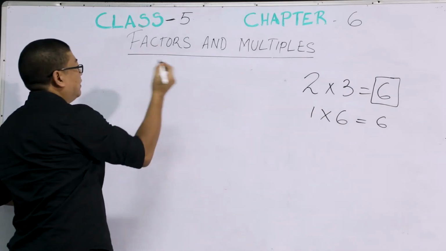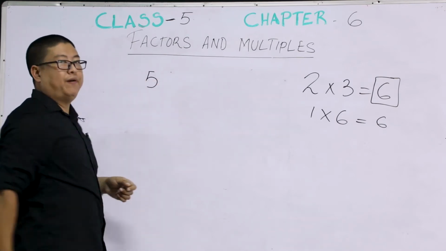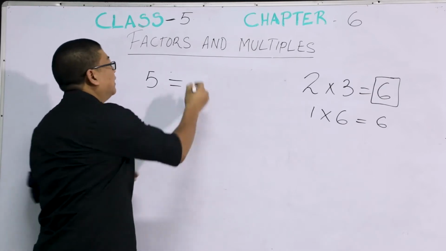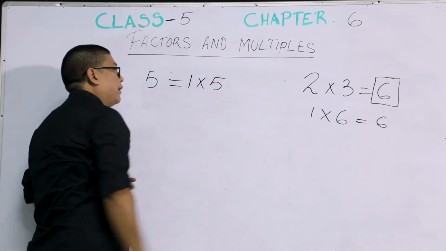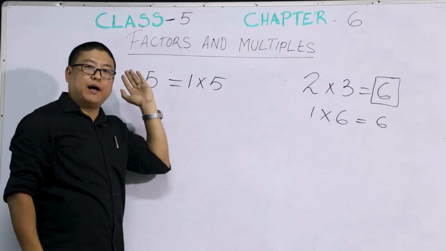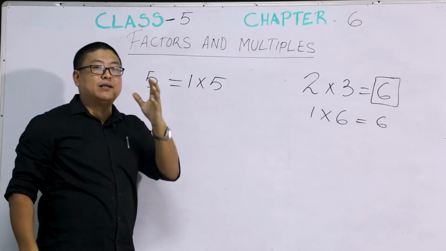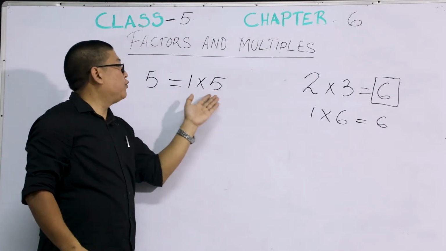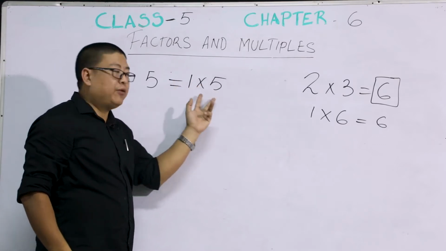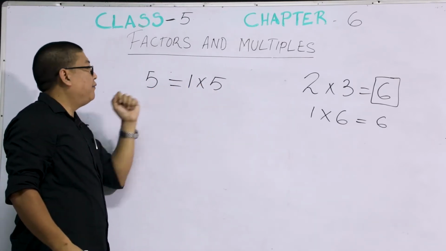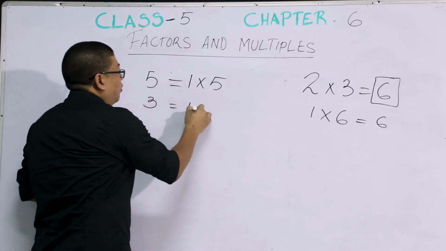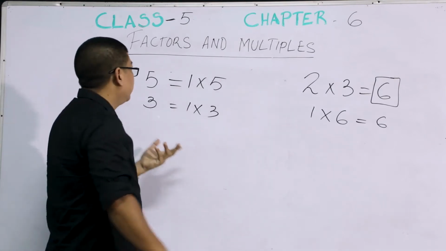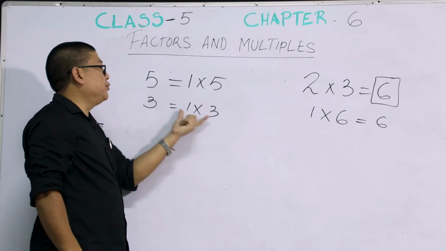But let's take an example, 5. How can I get 5 by multiplying 2 numbers? What 2 numbers will I multiply? I can think of 1 into 5. 1 into 5 gives you 5, right? Now, are there any other numbers that you can multiply to get 5? No, there's no way. 1 into 5 are the only 2 numbers that you can use to multiply and get 5. Similarly for 3, 1 into 3 is 3. Now, if you multiply 2 into 3, it becomes 6. So, these 2 are the only numbers which you can use to get 3.